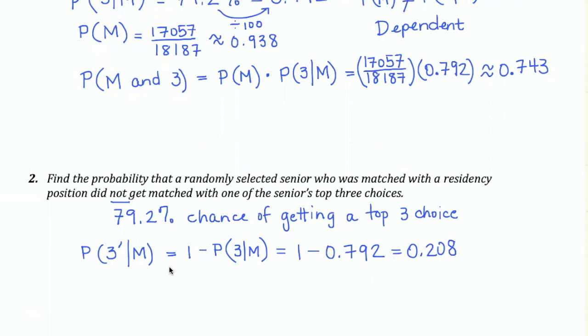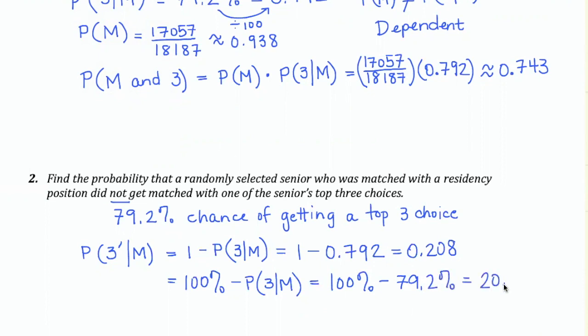Or equivalently, you could use 100% as your total, minus the probability that you did get a top 3 choice would determine the probability that you don't get your top 3 choice. So you could do 100% minus 79.2%, and that will be 20.8. Either way is fine.